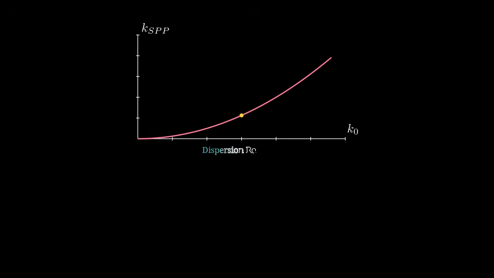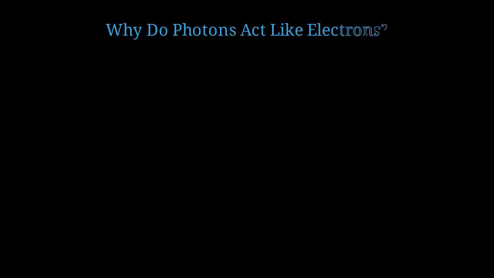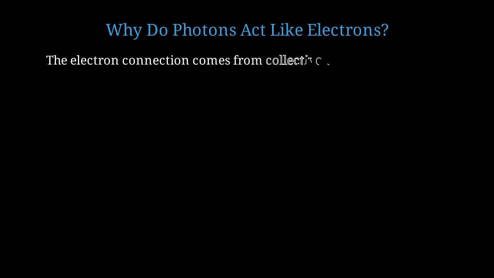This graph shows the dispersion relation, demonstrating how the plasmon wave vector grows much larger than the free space wave vector. Here's a profound question. Why do photons in these plasmonic systems start behaving like electrons? The connection emerges because surface plasmons are fundamentally collective electron oscillations coupled to light.